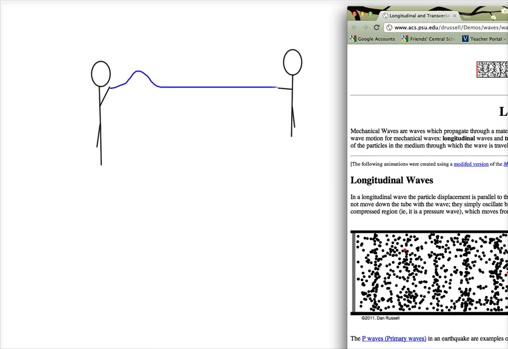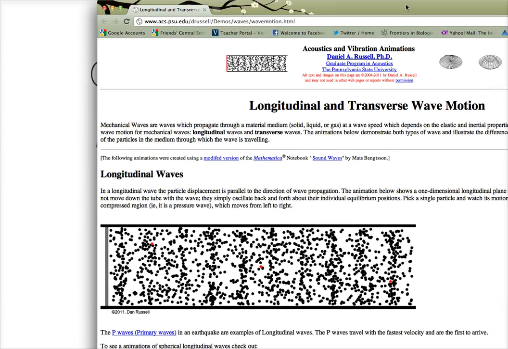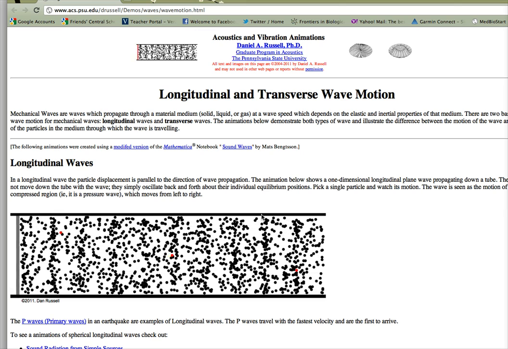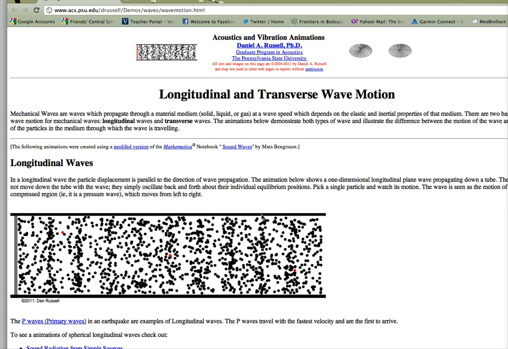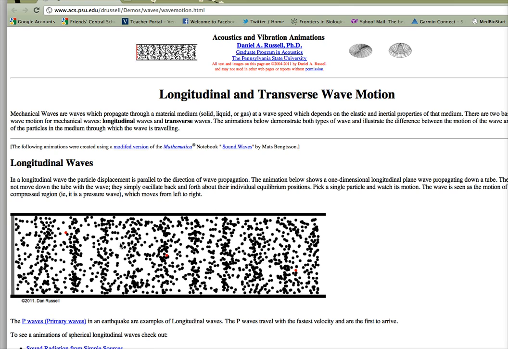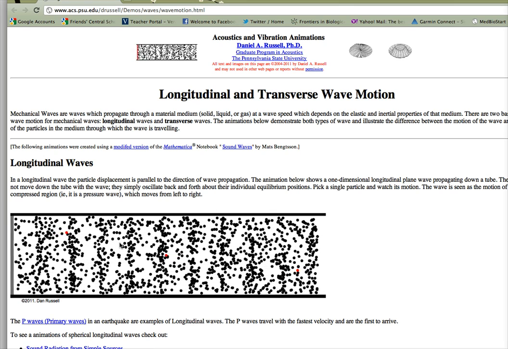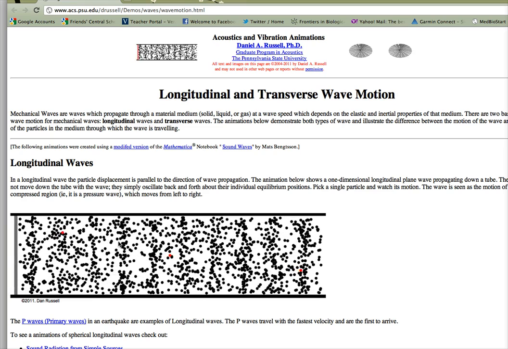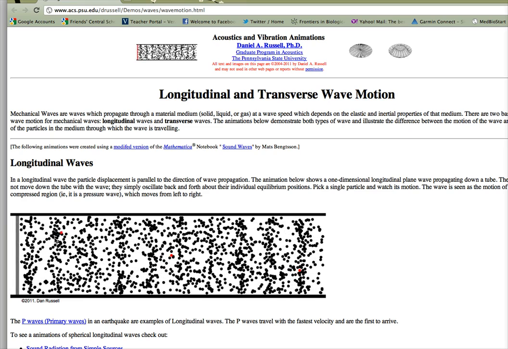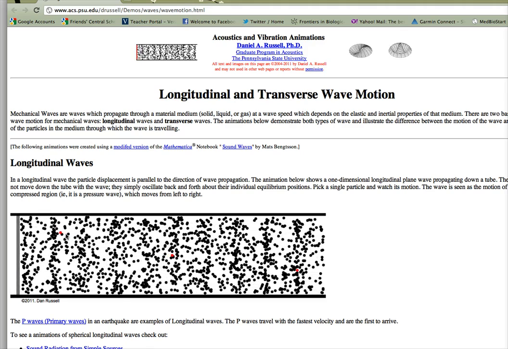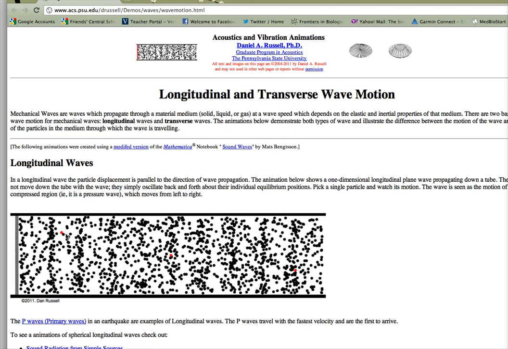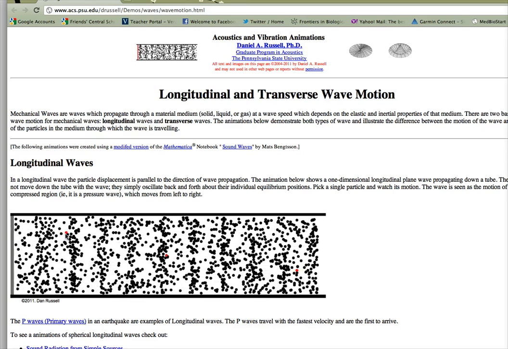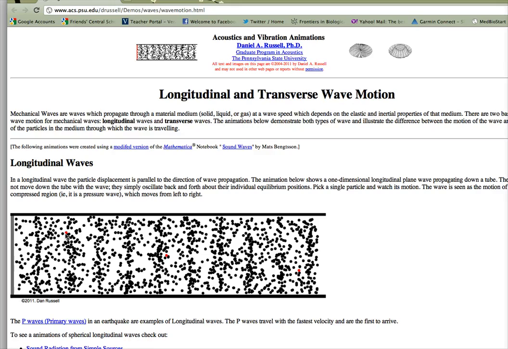So let me show you this real quick. Here's the website here. And this first animation is for longitudinal waves. Longitudinal waves are waves where the disturbance, the displacement from equilibrium, is in the same direction as the direction of the wave. So here if you look at any of these dots in particular, you'll see that they're only kind of moving back and forth left to right. And that once it hits another one, it kind of transfers its energy and goes back.